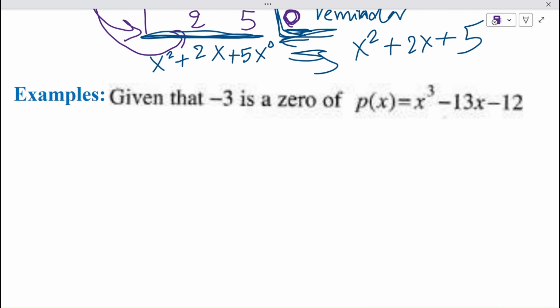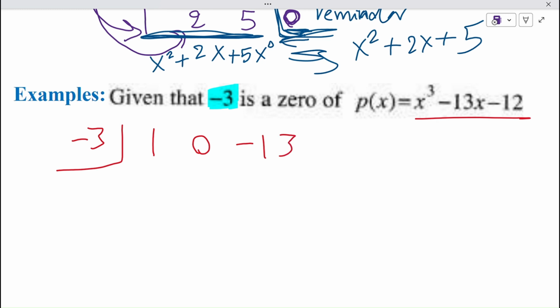Okay, here again the question says minus 3 is given. Write minus 3 here like this. It is a 0 of this polynomial. Then write the coefficients of this polynomial. We do not have x to power 2, it means it is 0. The coefficients of x to power 3 is 1, then 0, then minus 13, then minus 12. Let's solve.